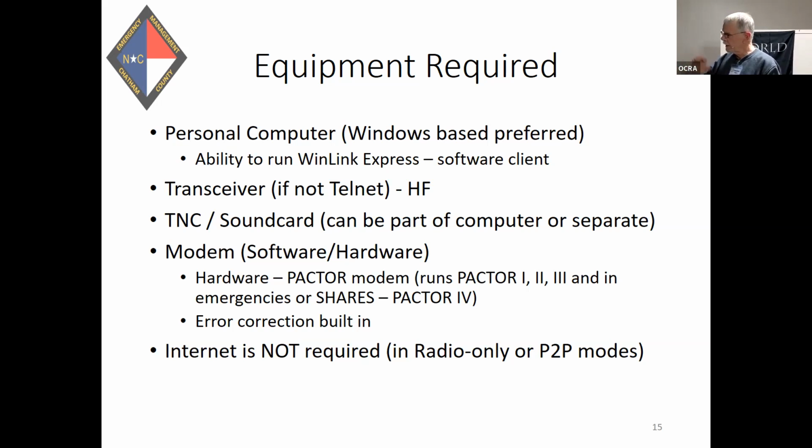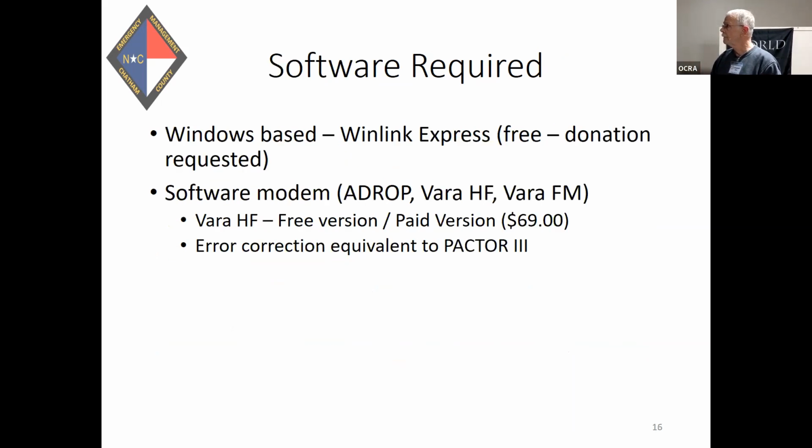And just a reminder, internet's not required if you're using the radio only or the P2P, but it is required in the conventional mode. Not where you are, but it has to be where the RMS is. So if you have an internet outage in North Carolina, you could hit Nashville, Tennessee, or Halifax, Canada, no problem. Get your message out. Next slide.